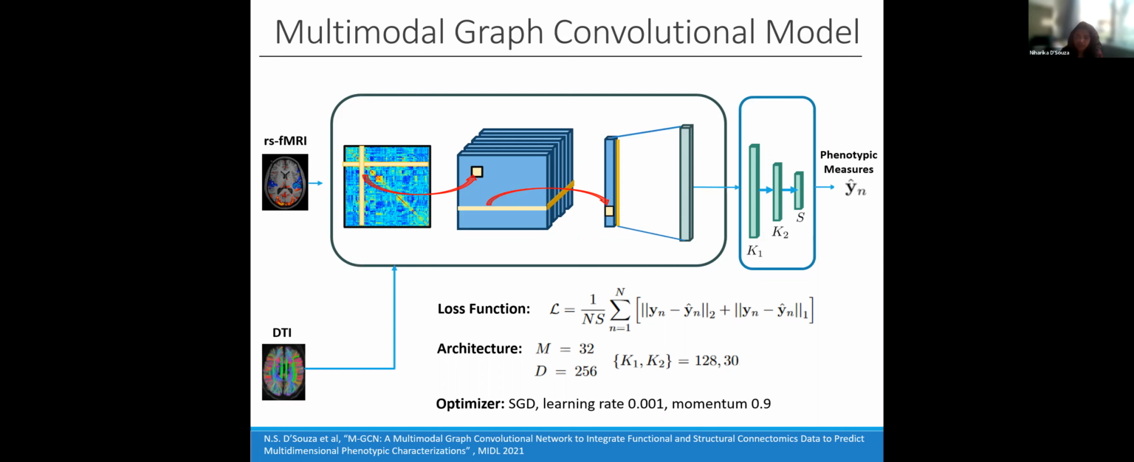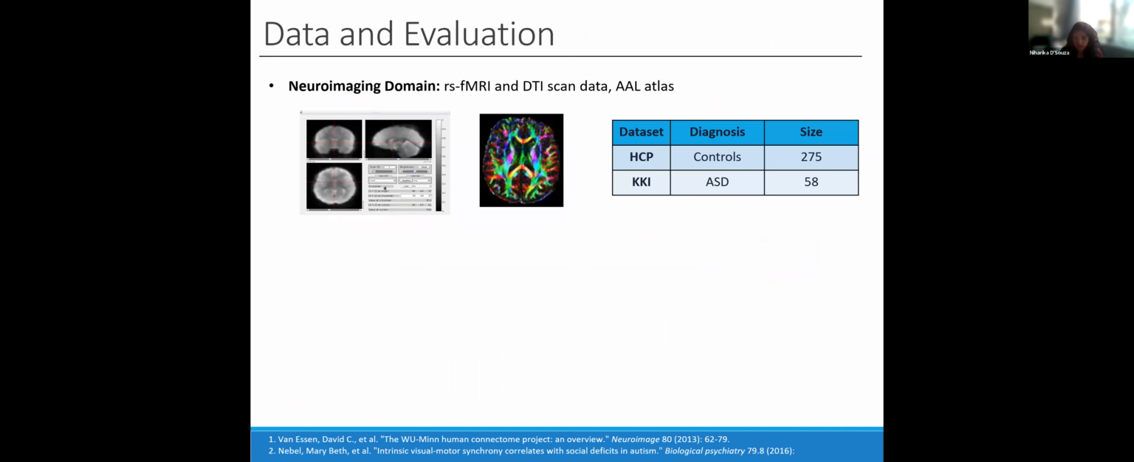Our model parameters were set using a separate validation holdout to infer the hyperparameters, and this work recently appeared last year in the Middle Conference. We evaluate on two fMRI and DTI scan sets, i.e. the HCP and our in-house KKI data set for the autism patients.